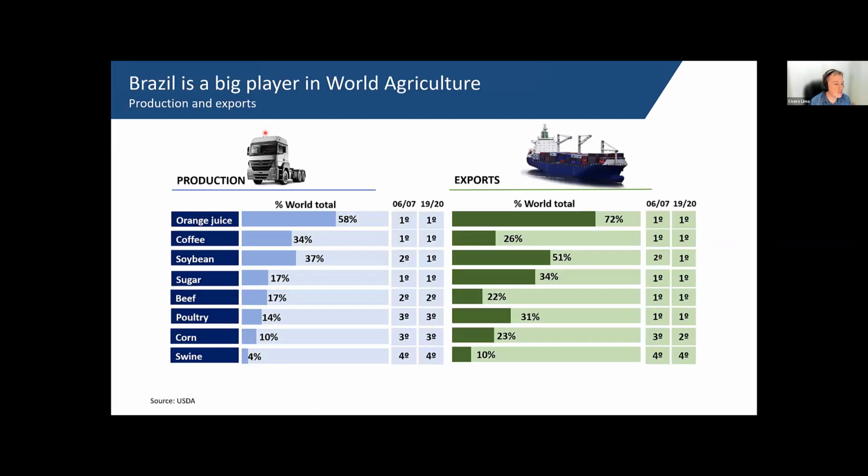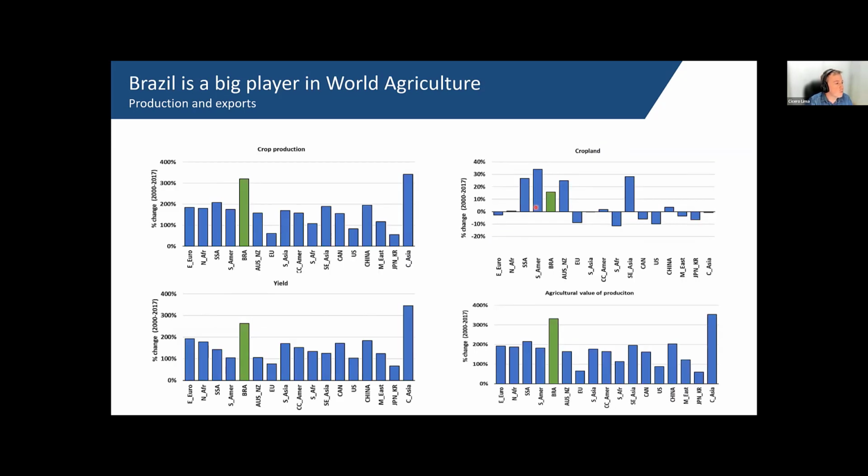Brazil is in the first or second position for the production and exports of orange juice, coffee, soybean, sugar, beef, poultry, corn, and swine. So we have a higher share of this production and exports compared to the world level. When you look only at crop production in the past 20 years, around 20 years, Brazil has increased crop production a lot, higher compared to the global average.